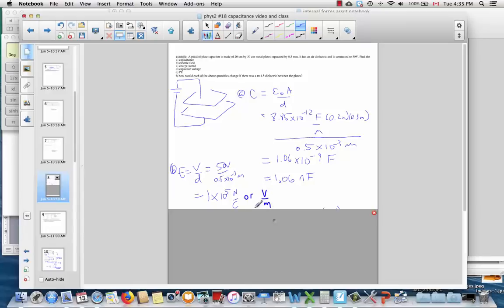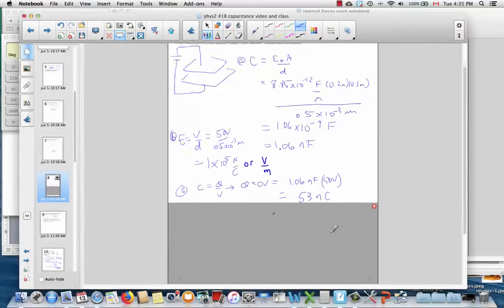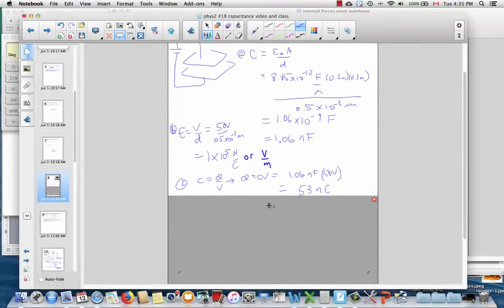Next we're asked for the charge stored. Well, capacitance is charge stored for a given voltage, so we can cross multiply and say charge is capacitance times voltage. So we've got 1.06 nanofarads, and the capacitor is charged to 50 volts. So multiplying those, you get 53, and a nanofarad times a volt is a nanocoulomb. So there's the charge that's stored.